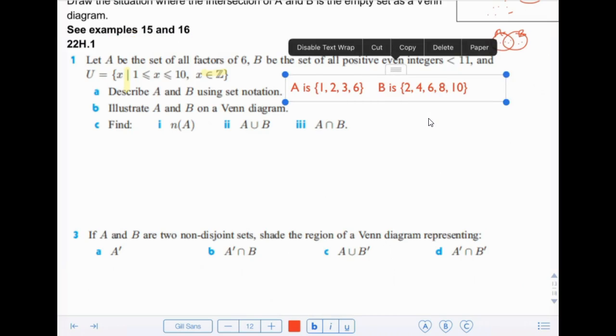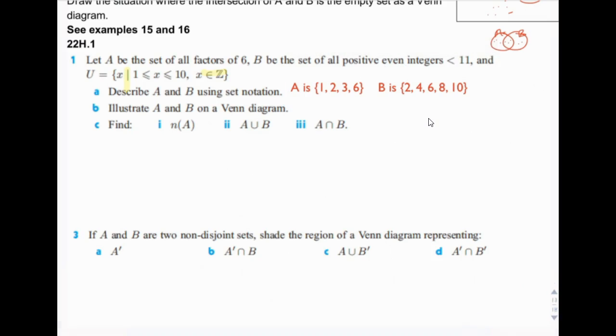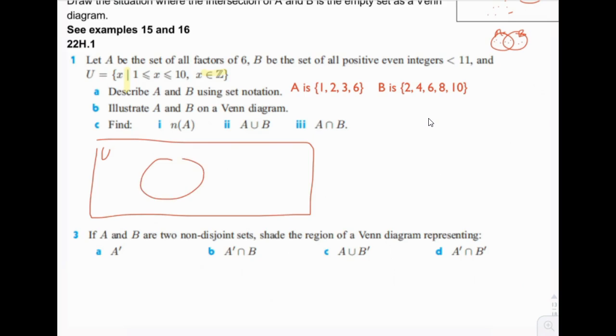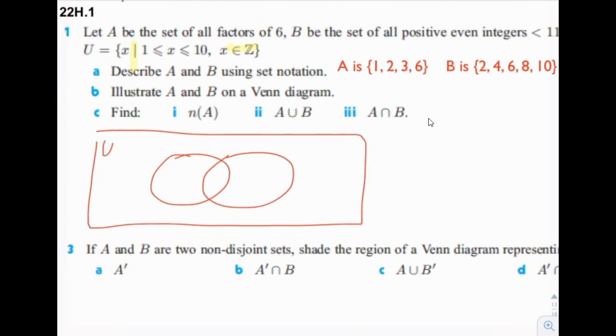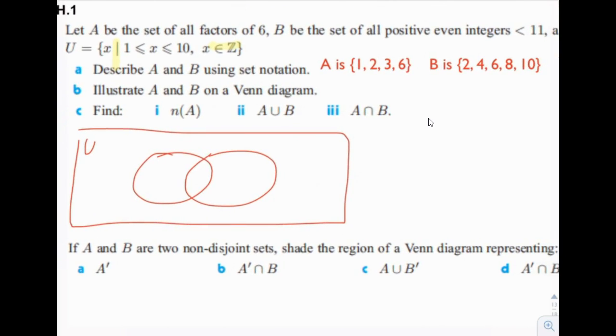Illustrate A and B on a Venn diagram. Okay. So first thing we're going to draw on a Venn diagram is the rectangle, which is the universal set. Then we're going to draw circles representing set A and B. And inside A and B, we're going to put 1, 2, 3, 6 in A and 2, 4, 6, 8, 10 in B.